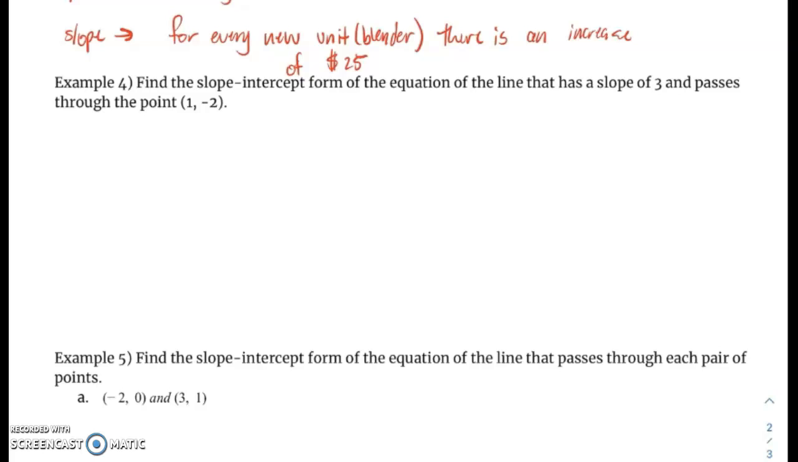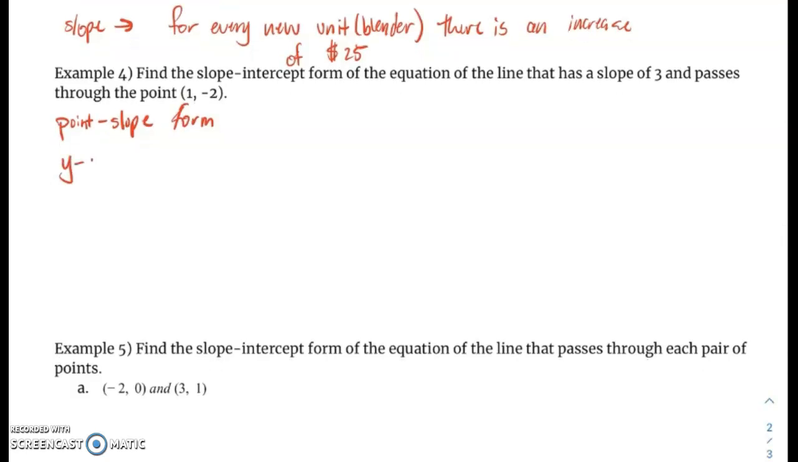Example 4, we're going to be writing the equation of a line in slope-intercept form. I prefer that we use point-slope form to do this. This is common in calculus, and you may have seen other ways of doing this. If you have a different way, that's fine, but I'm going to use what I need my calculus students to use. So point-slope form is y minus y1 equals slope times parentheses x minus x1, where you've got a slope that you plug in for m.